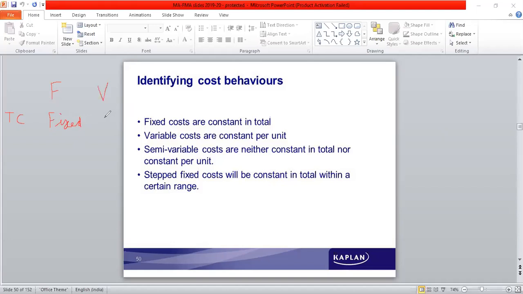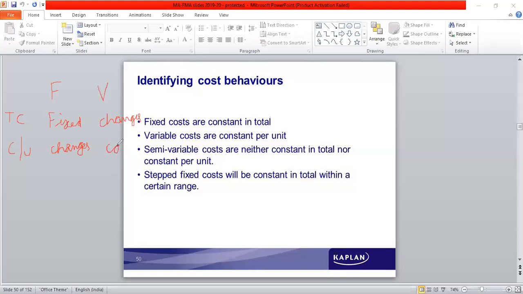But variable cost changes proportionately. It is not constant, it changes proportionately. Then the cost per unit. If we are talking about cost per unit, the fixed cost per unit keeps changing. It increases or decreases based on the changes in the output. But the variable cost per unit remains constant.